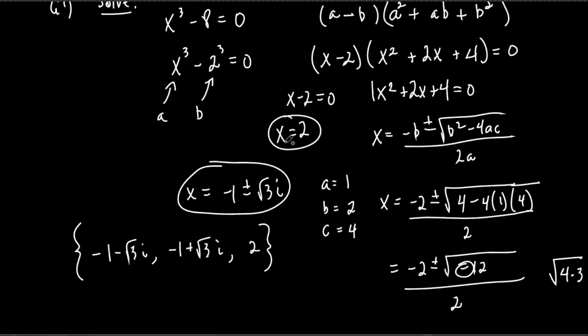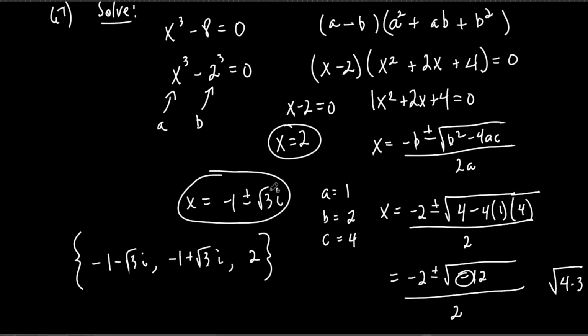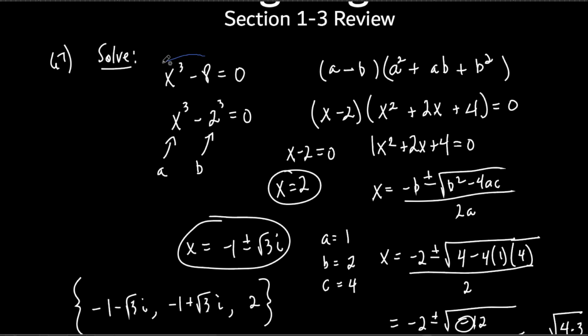I'm perfectly fine if you just circle both of these things: x equals 2 and x equals negative 1 plus or minus square root of 3i. And that is how you do that problem. It's a pretty weird looking answer for that problem, but that's what it is.